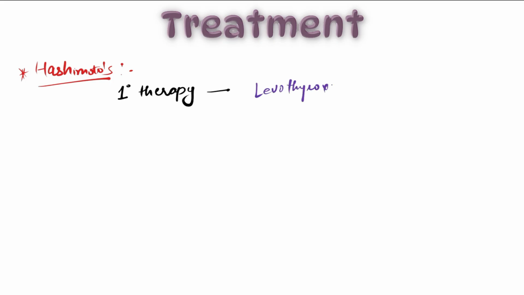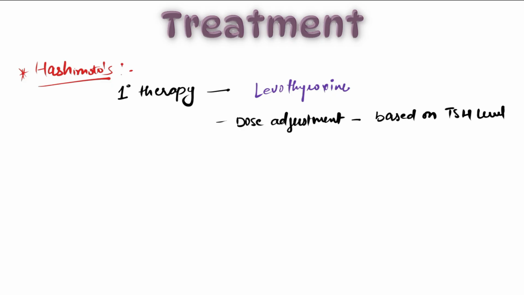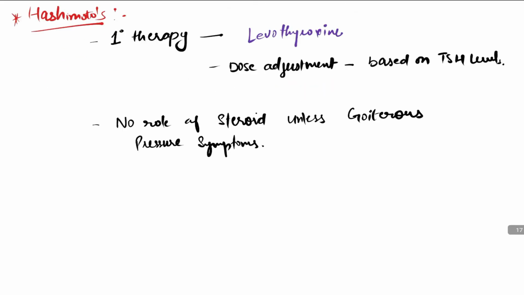At last is treatment. In case of Hashimoto's thyroiditis, the primary therapy is lifelong thyroid hormone replacement with levothyroxine to treat hypothyroidism. Dose adjustment is based on the TSH levels. No therapy may be needed if thyroid hormone remains normal or in subclinical phase. No role of steroid unless there are goitre pressure symptoms.